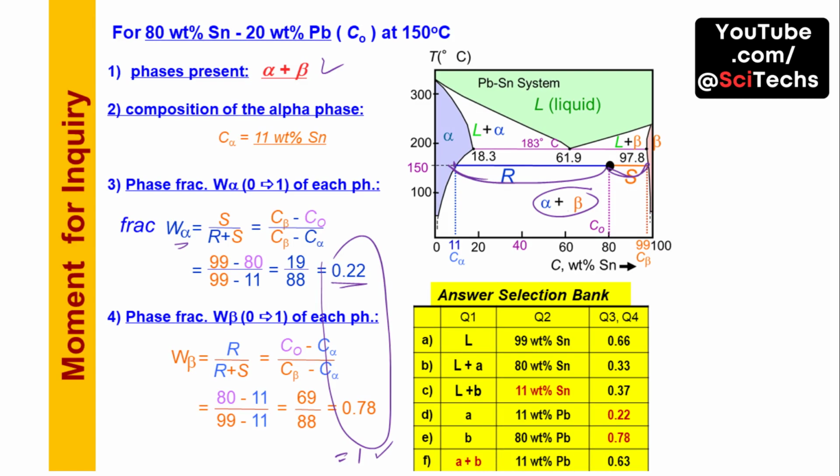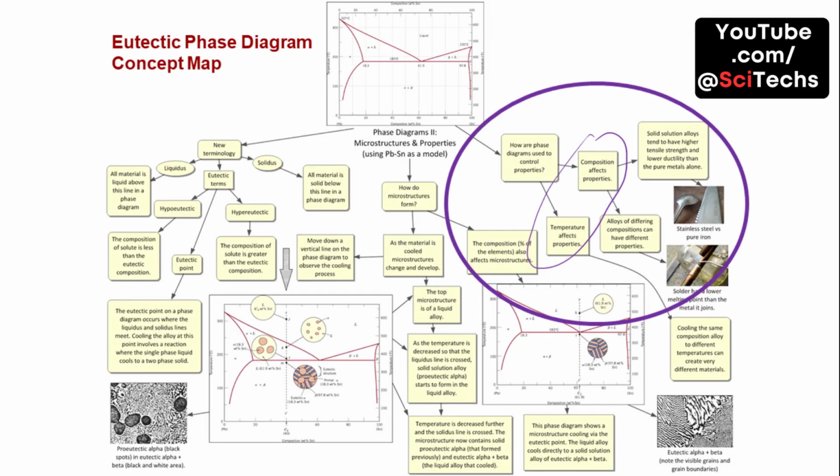Continuing with the 80 wt% Sn, 20 wt% Pb alloy, we further analyze the phase fractions and compositions. This detailed examination helps us grasp the practical applications of phase diagrams. This concept map provides a comprehensive overview of eutectic phase diagrams. It highlights key points such as microstructures, properties, and the importance of eutectic reactions in materials science.